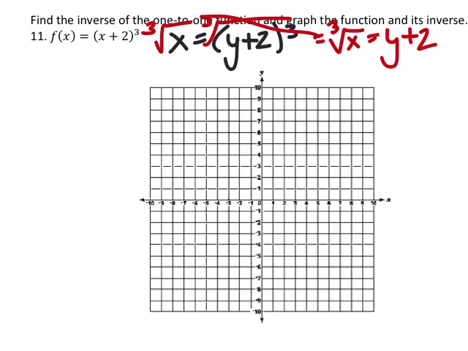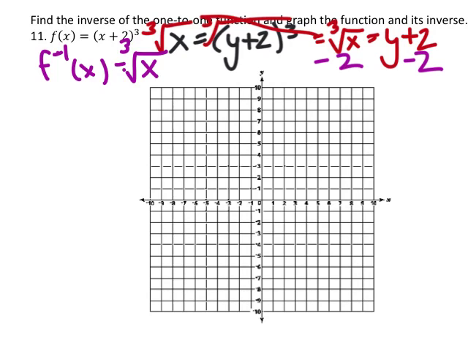Because again, after we replace the x and y with each other, all we're doing is solving for y, so I'm going to subtract 2 in this case. That would give me my inverse function of x equals the cube root of x, minus 2. Now remember that minus 2 does not fall under that cube root.